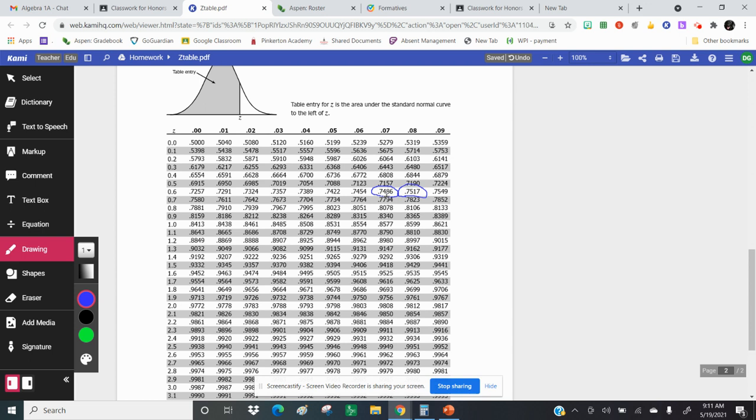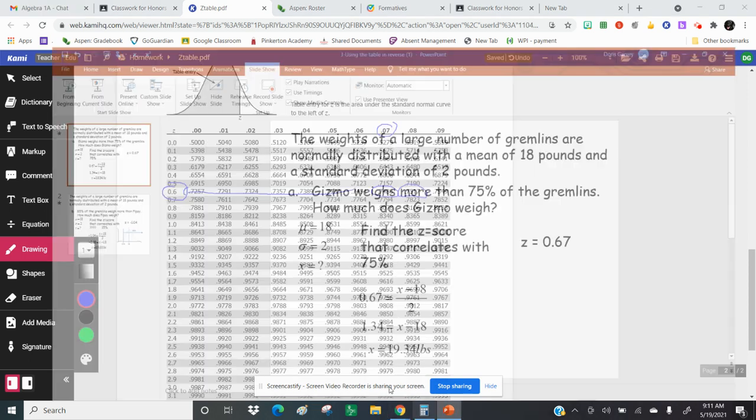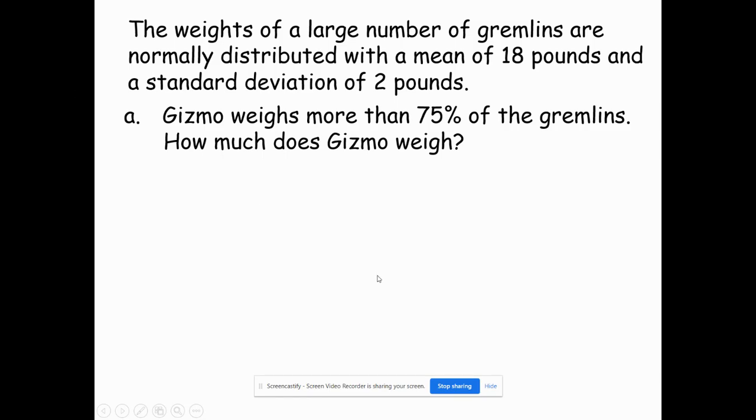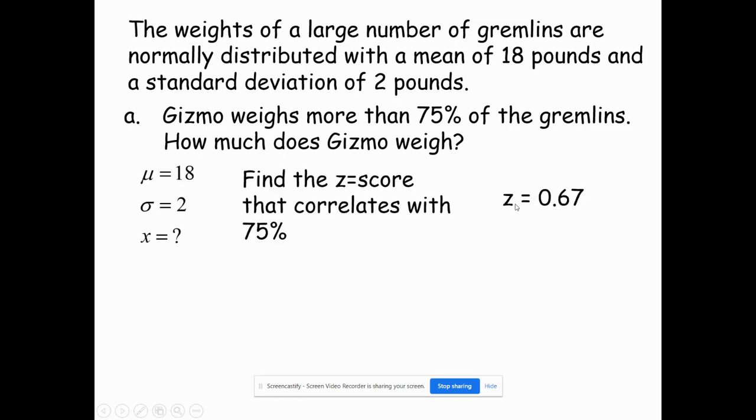Well, this is 0.0014 away, and this would be 0.0017 away. So this one is closer. So this would correlate to a z-score of 0.67. So if we go back to where we were, that z-score is 0.67.